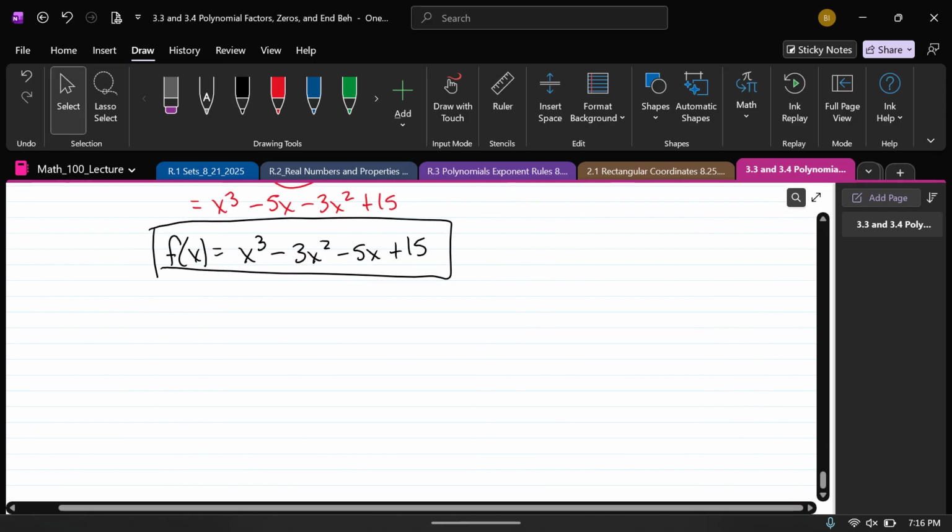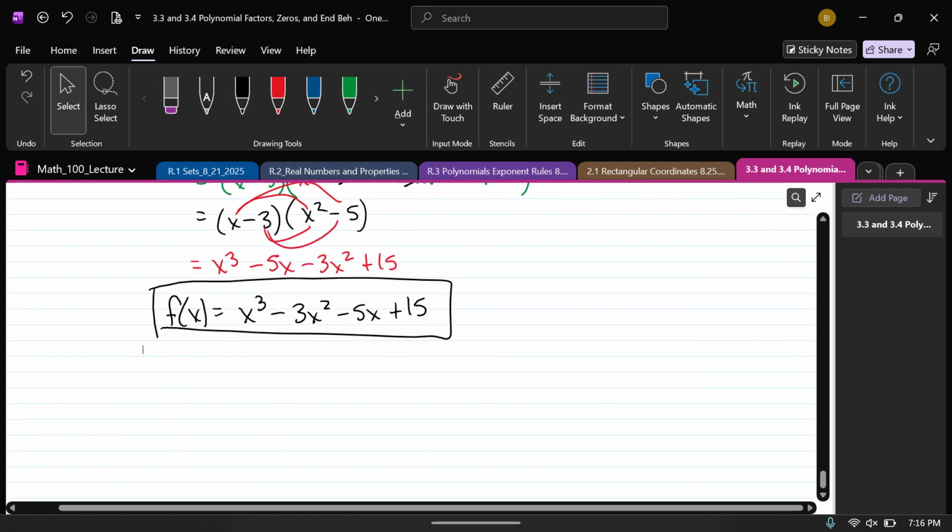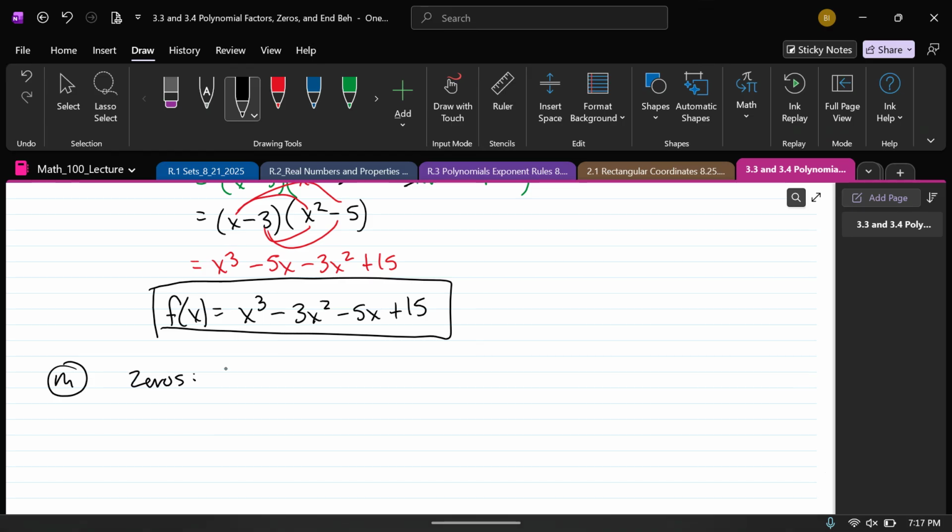Let's build a polynomial. Here are our zeros. Negative 4 and 2 minus i.